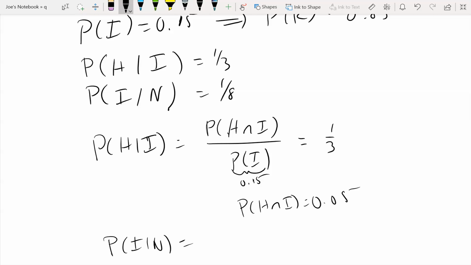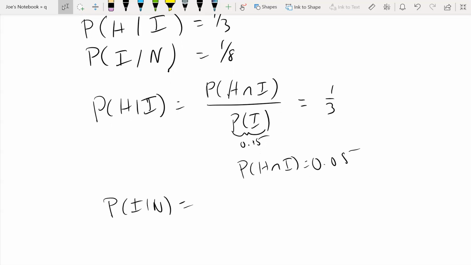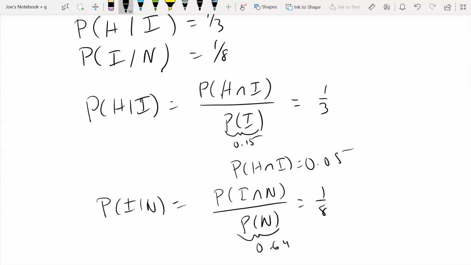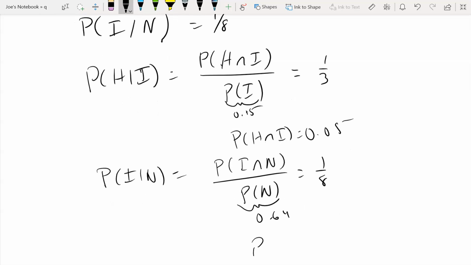How can I rewrite the probability of I given N? Probability of I intersect N over the probability of N. Good. That has to equal 1/8. I know the probability of N was what? 0.64. That was one of the other pieces that we computed previously, right? So this gets us to the probability of I intersect N is 0.08.